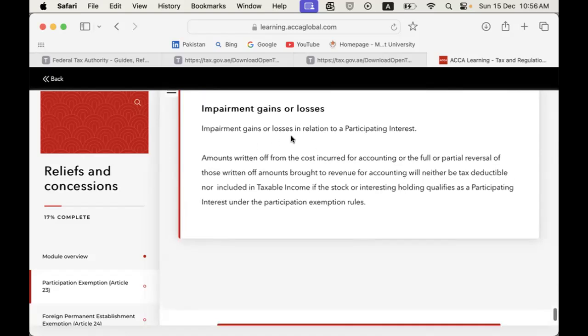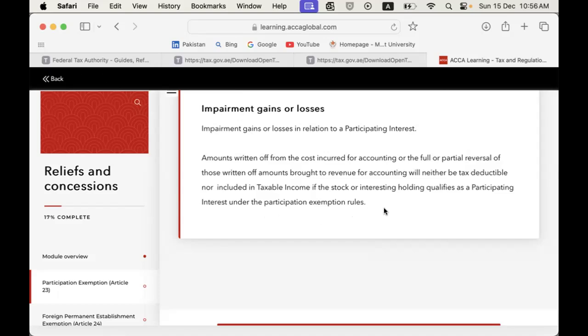Impairment gain or loss. Impairment gain or loss in relation to participating interest. Amounts written off from the cost incurred for accounting, or the full or partial reversal of those written off amounts brought to revenue for accounting, will neither be tax deductible nor included in the taxable income if the stock, wherever the word stock comes, we are talking about securities, or interest holding qualifies as participation interest under the participation exemption rules.